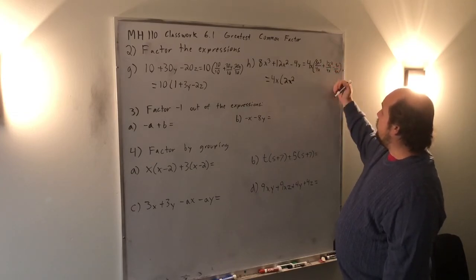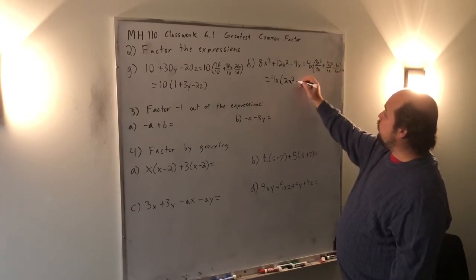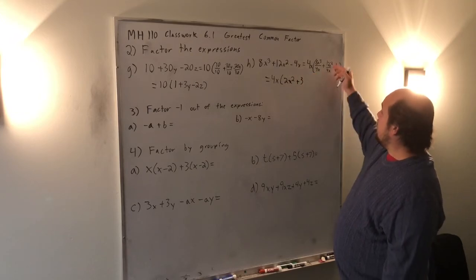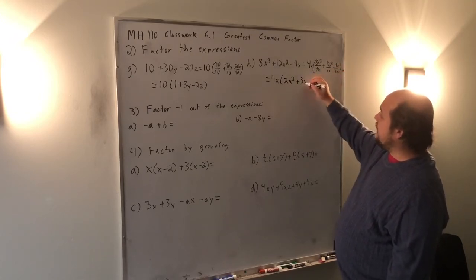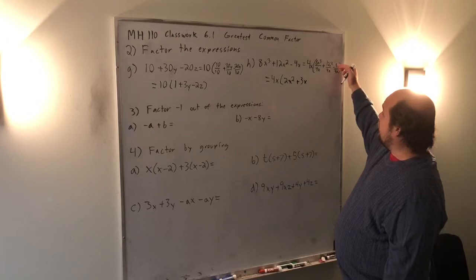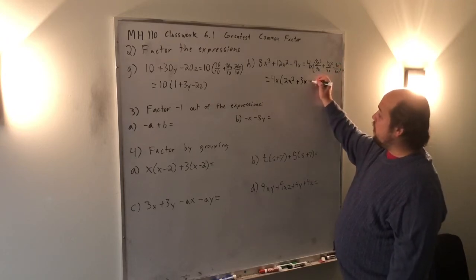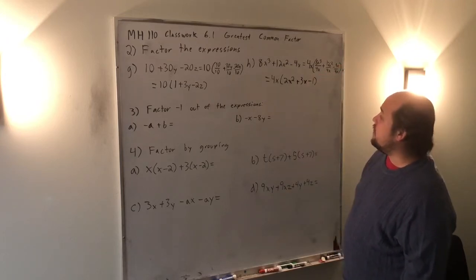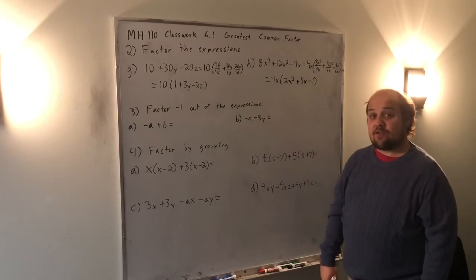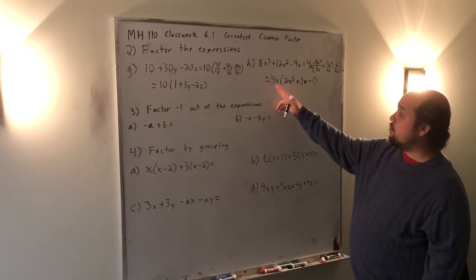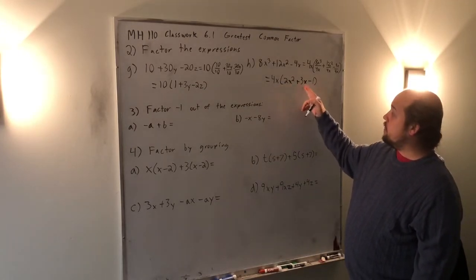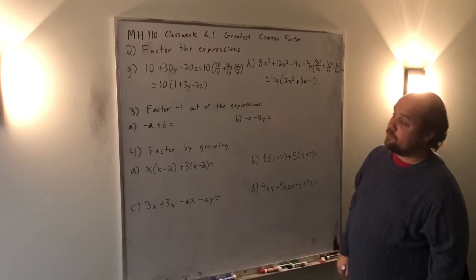12x squared over 4x, 12 divided by 4 gives me a positive 3. 2 minus 1 gives me x to the first. Finally, negative 4x divided by 4x just leaves me with a negative 1. So my final factored form is 4x parentheses 2x squared plus 3x minus 1.